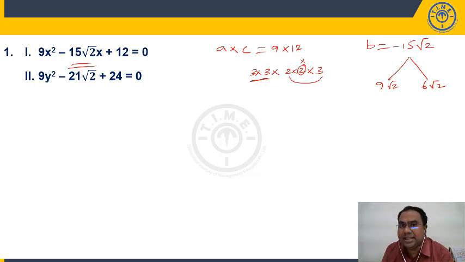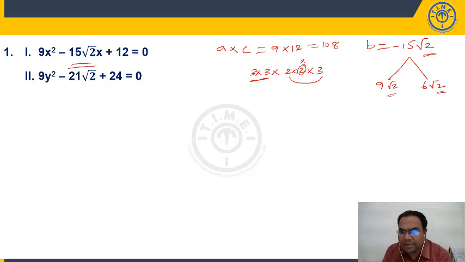What is 9 plus 6? 15 root 2. What is 9 into 6? 54. Root 2 into root 2 is 2. 54 into 2 is nothing but 108. 9 into 12 is 108. You got my point? So we should get 15 root 2. So definitely we can add like surds, so like terms. So root 2 and root 2 should be here.